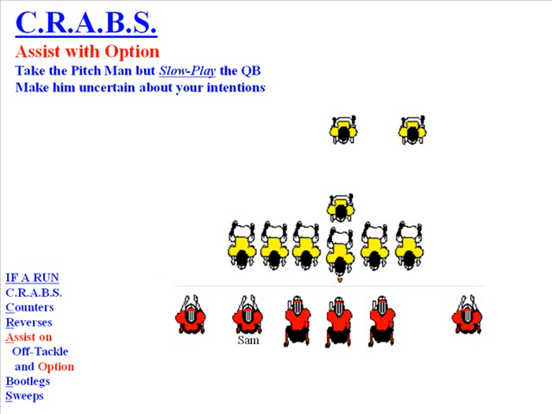Let's talk about the option. Your responsibility as a defensive end is to take the pitch man, but slow play the quarterback. Make him uncertain about what your intentions are. A typical option play could look something like this, where the quarterback just turns to his right, fakes a handoff to the fullback, and then moves towards you, in this case the left defensive end.